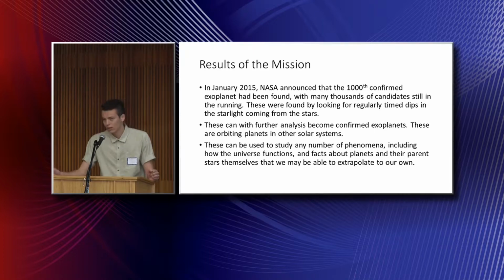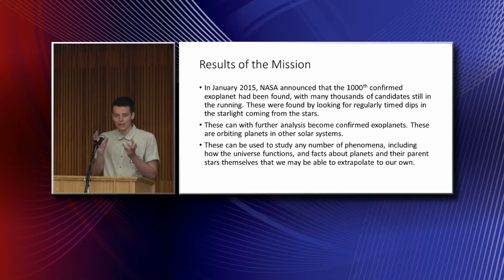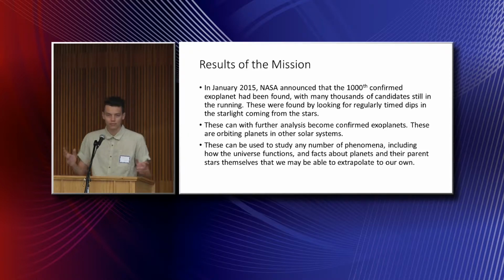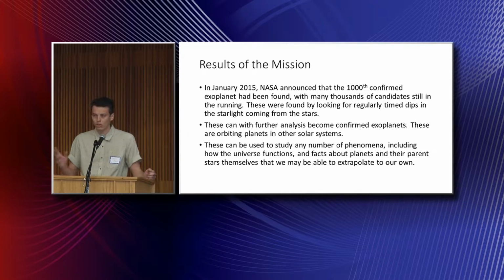Now you do have to be careful. There are false positives where, in a binary star system where 2 stars are rotating around each other, if a dimmer star passes in front of a brighter star, it might give a similar look, but with further analysis and ground telescopes, you can actually determine if it is a planet or another star or another anomaly.